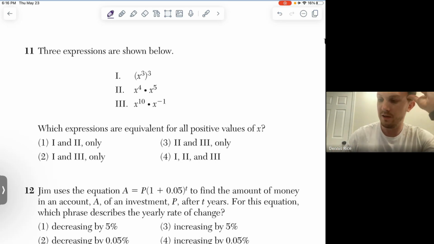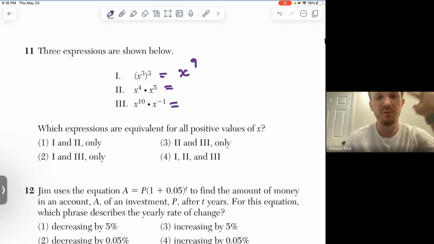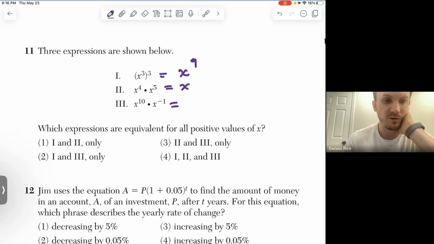So what I would do for these is clean up each one and then just look at it. So for the first one, we have our double exponent rule. Double exponent rule says multiply. So x cubed is just x to the ninth. Number two, we have our multiplication rule, product rule. When they have the same base, you can add exponents. So we also get 9. And number three, same thing. You could add exponents. 10 plus negative 1, so 10 minus 1 is also 9.